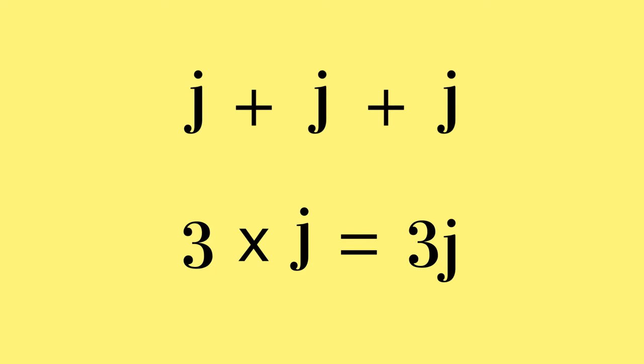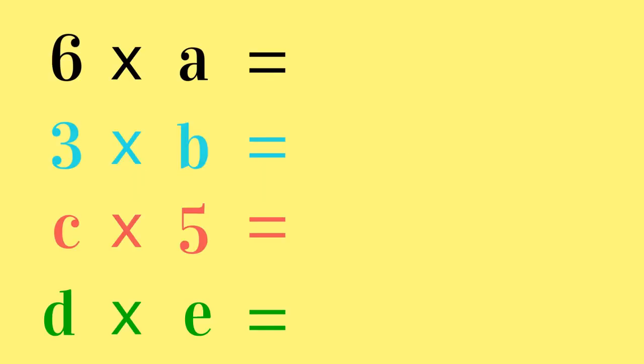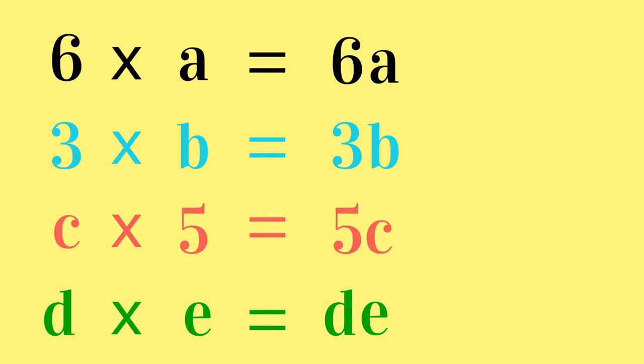Sometimes you might multiply one variable by another variable. So if you had the expression c multiplied by d, you would write this as cd. Have a go yourself. Write each of these expressions using the correct algebraic notation. Pause while you think about the answers. Here are the answers.